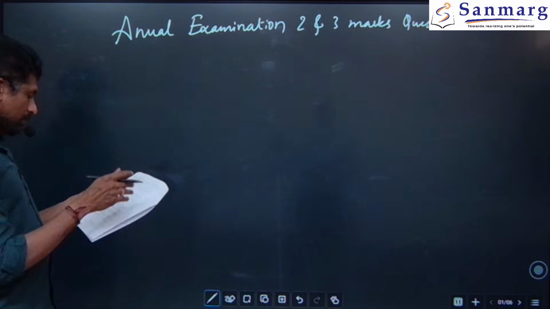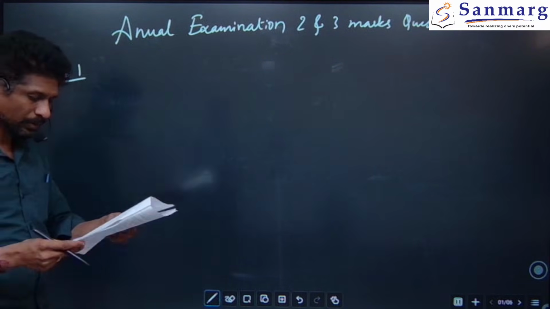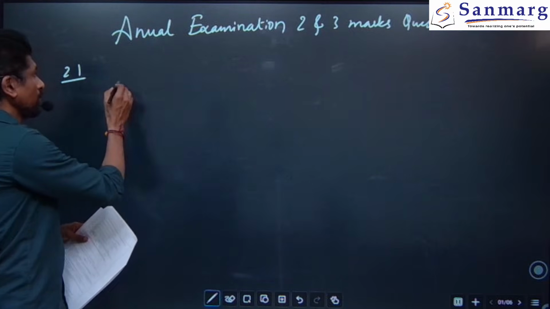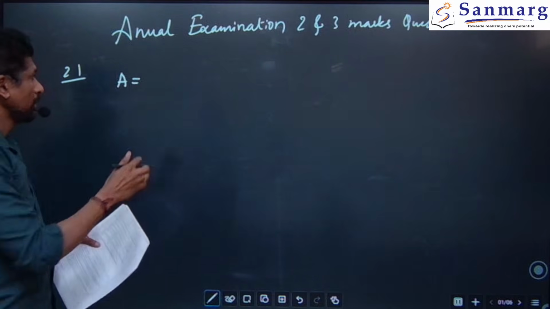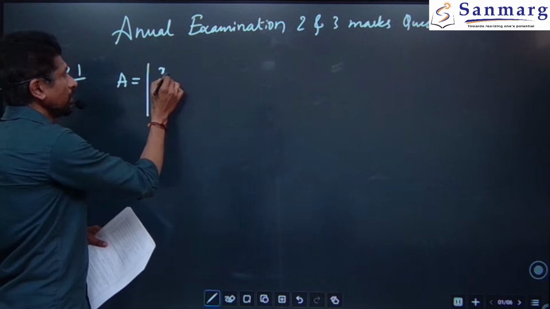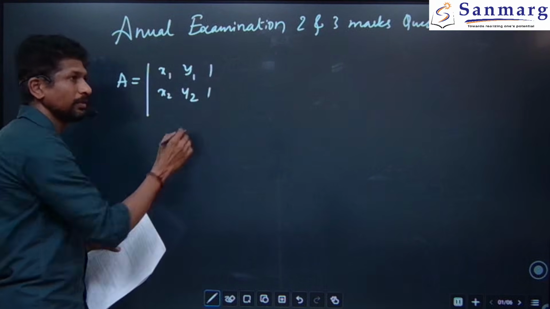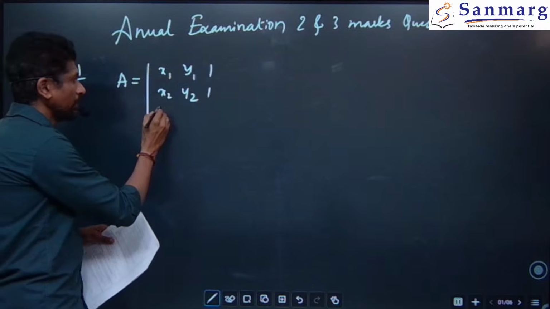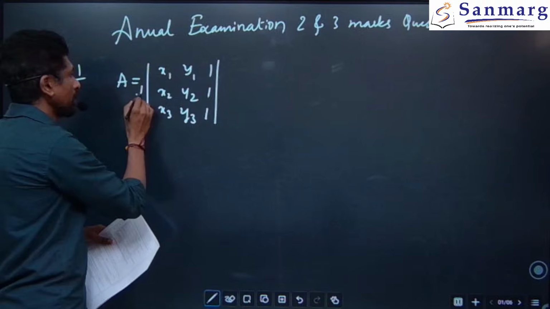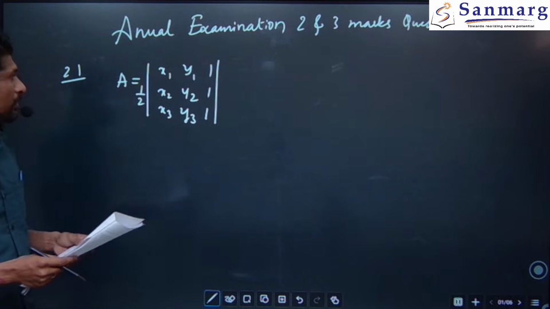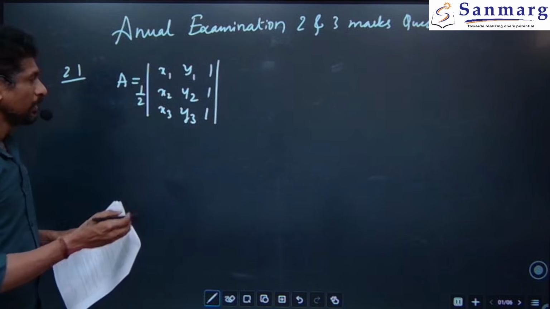So in the 2 marks, the first question, the 21st question, will always be on determinants. As you know the determinant concept, how to find the area of the triangle by the 3 vertices, the standard formula is the determinant with rows x1 y1 1, x2 y2 1 and x3 y3 1. So by this you can find the area of the triangle. Here you have to take half of the determinant.